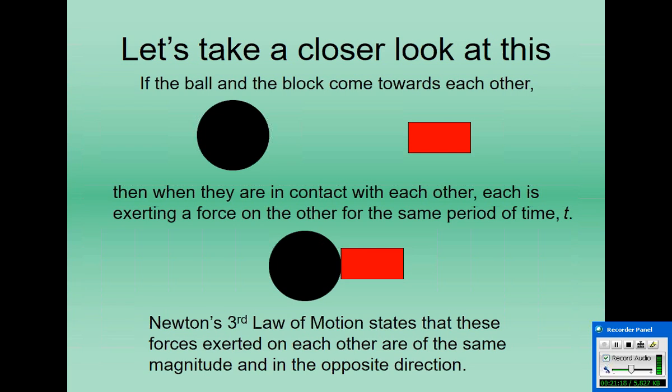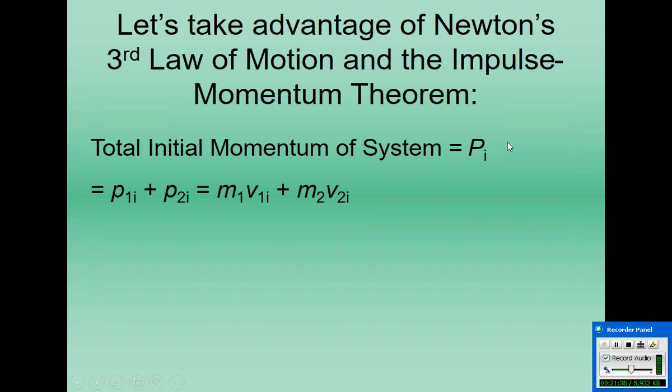Furthermore, Newton's third law of motion. The sphere exerts a force on the block, and the block exerts a force on the sphere. Those forces are equal in magnitude and opposite in direction. These observations have consequences for momentum. We're going to look at the total momentum of the system: momentum of object 1 plus momentum of object 2.